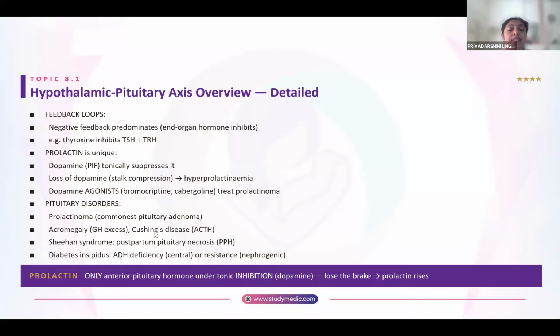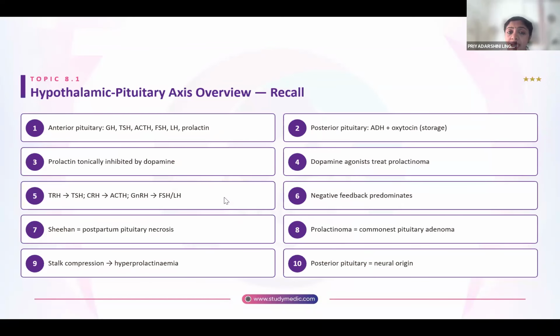Diabetes insipidus, yet another common name to see in exam. Diabetes insipidus is because of your ADH deficiency, which is the central cause, or it can be because of the resistance, that is the nephrogenic cause of diabetes insipidus. Yet another common question seen in exams. So mainly in your hypothalamic pituitary ovarian axis, what are the key points you have to remember?